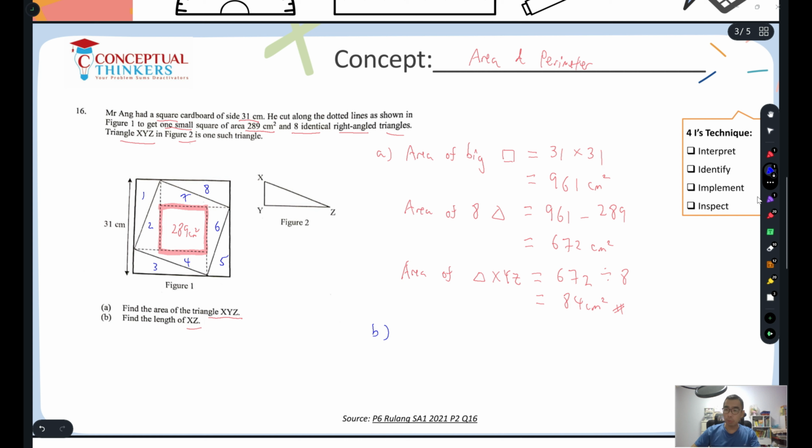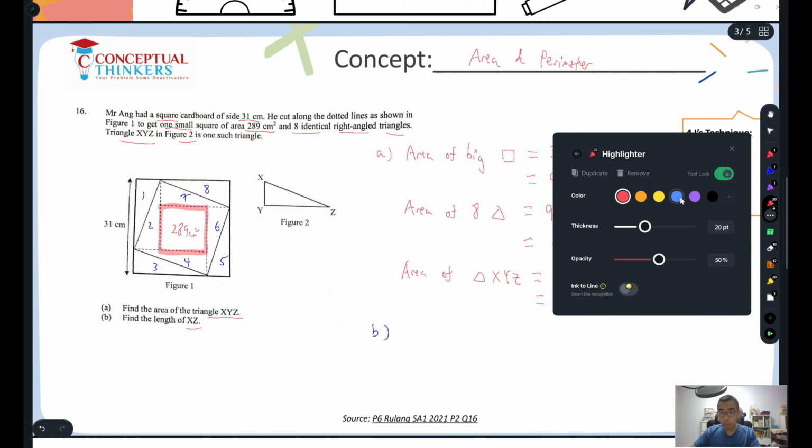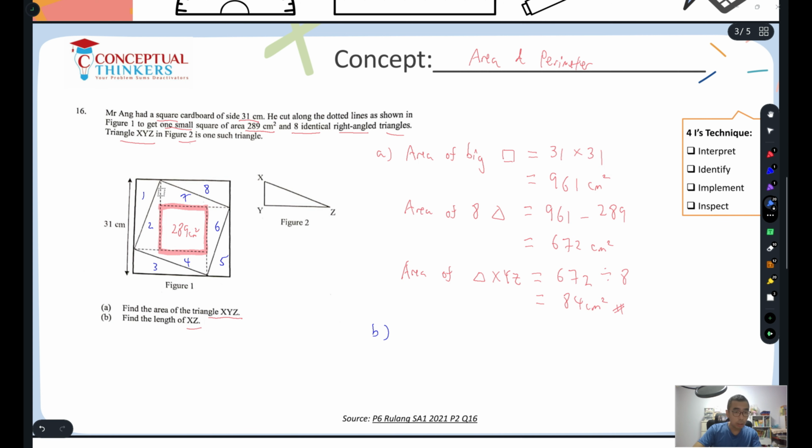So now to do that, let's use another color for my highlighting. Okay, so maybe I use a blue color. Now, first I want to find what is the area of this middle square. Okay, now the reason why this is a square is because it actually uses all the XZ length to form the side of the square.